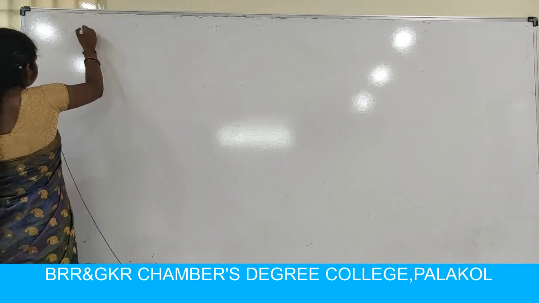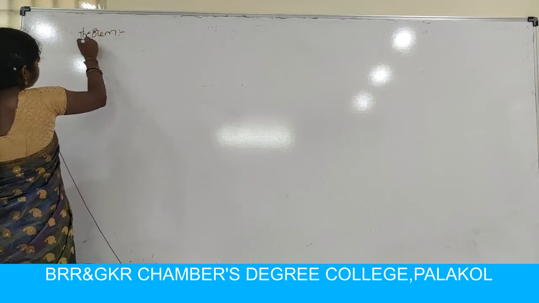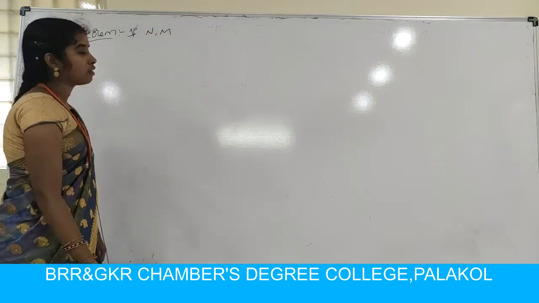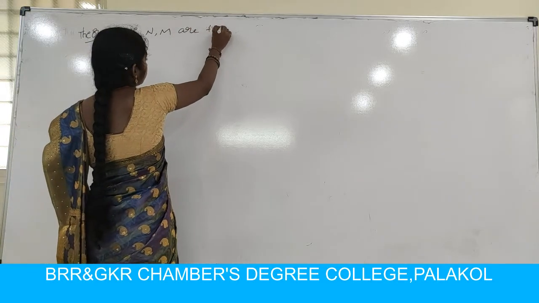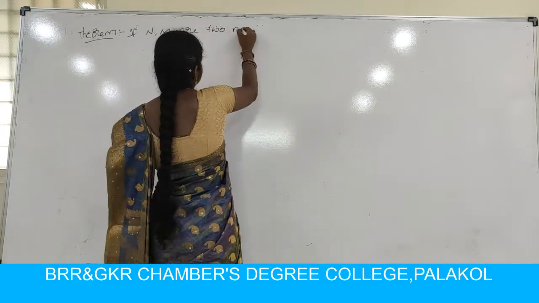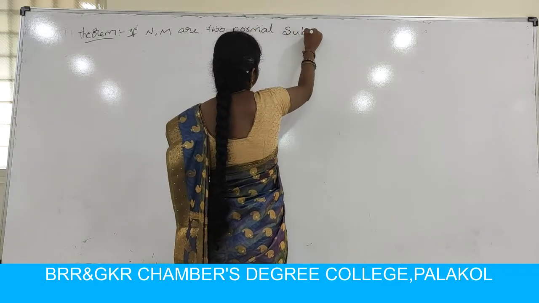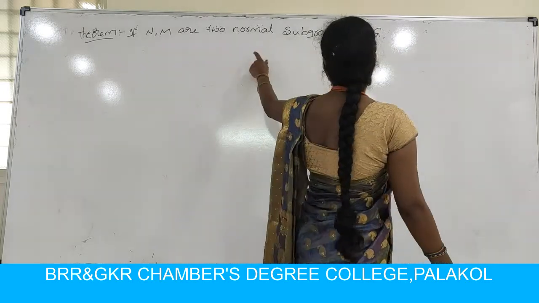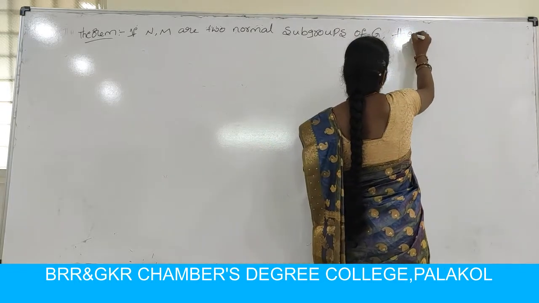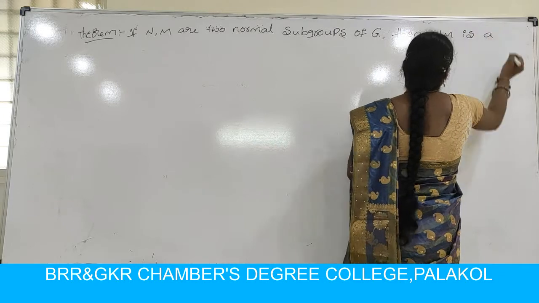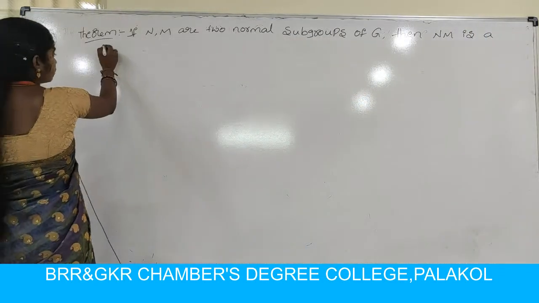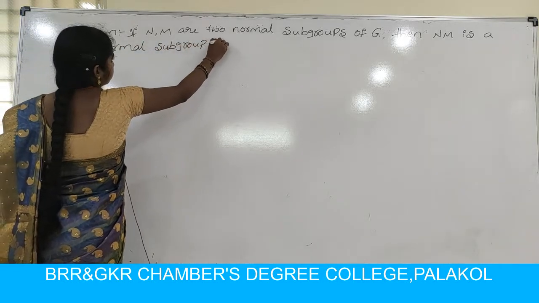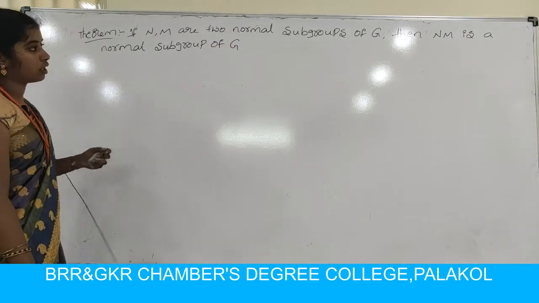So next theorem: if N, M are two normal subgroups of Z, then NM is a normal subgroup of Z. So prove that NM is a normal subgroup of Z.